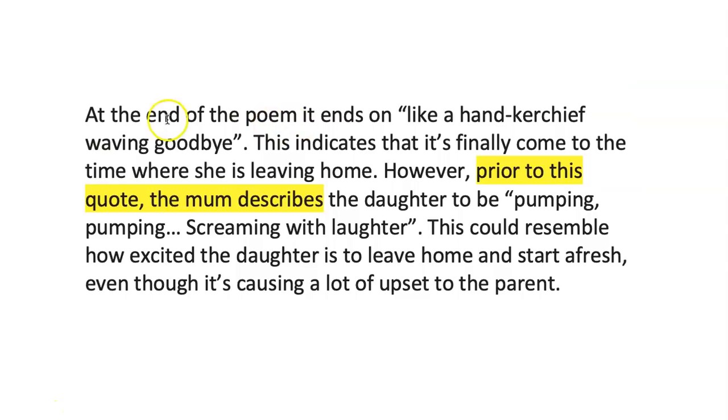At the end of the poem, notice how she's now making sure she's got the ending in as well. It ends on "like a handkerchief waving goodbye." This indicates that it's finally come to the time where she is leaving home. However, prior to this quote, the mum describes the daughter to be "pumping, screaming with laughter." This could resemble how excited the daughter is to leave home and start afresh, even though it's causing a lot of upset to the parent. So again, we have a method here. We've also got the use of "however" to introduce a different point of view. And we've got that embedded quotation again.